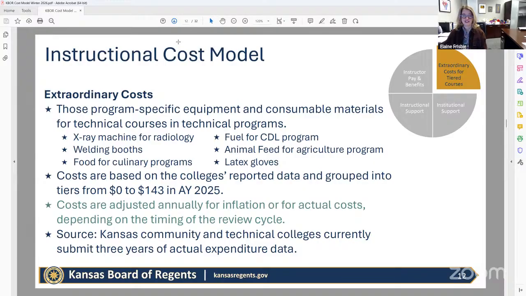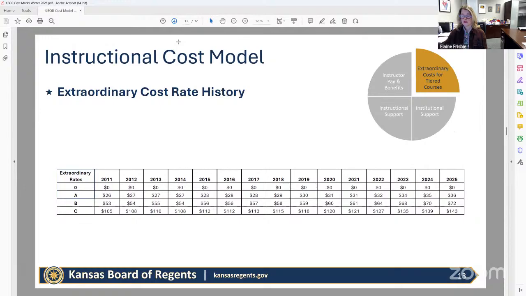So there's a long list that Director Chambers works on with the institutions. Those costs are based on their reported data. Those are reported every third year, so we do about a third a year, and they are adjusted annually in those years when they aren't reviewed directly. And again, we tier those course extraordinary cost rates into 4 groupings. Some of them are 0, but they do go up to $143 per credit hour.